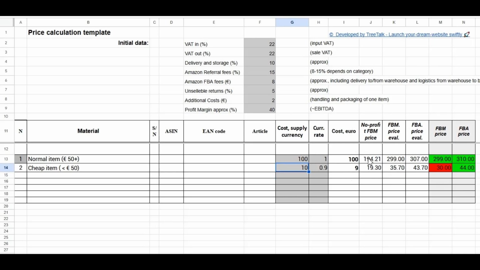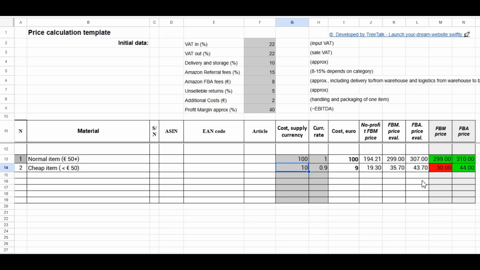The No Profit FBM price column calculates the minimum price for selling without profit using the FBM scheme. Fulfillment by merchant, i.e. with your logistics. The FBM price column calculates the acceptable price for selling using the FBM scheme, and the FBA price column calculates the acceptable price for selling using the FBA scheme. Fulfillment by Amazon, that is, from a warehouse and with Amazon Logistics.